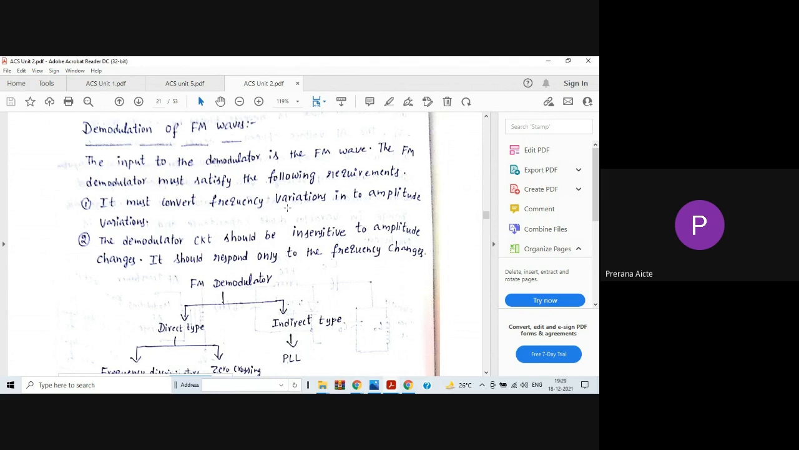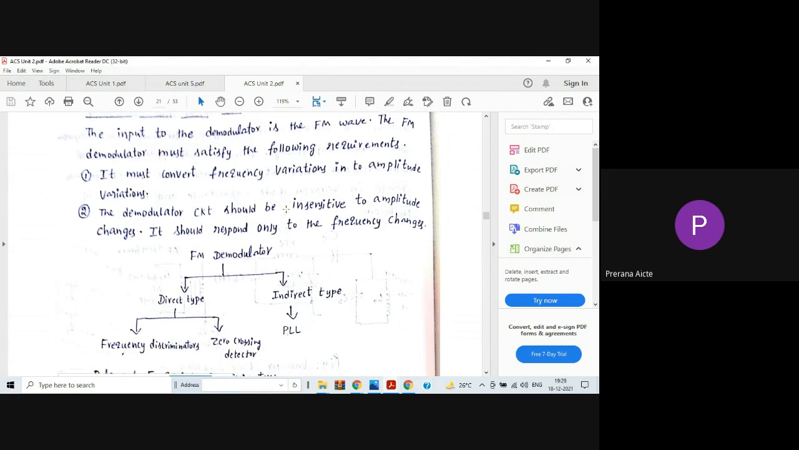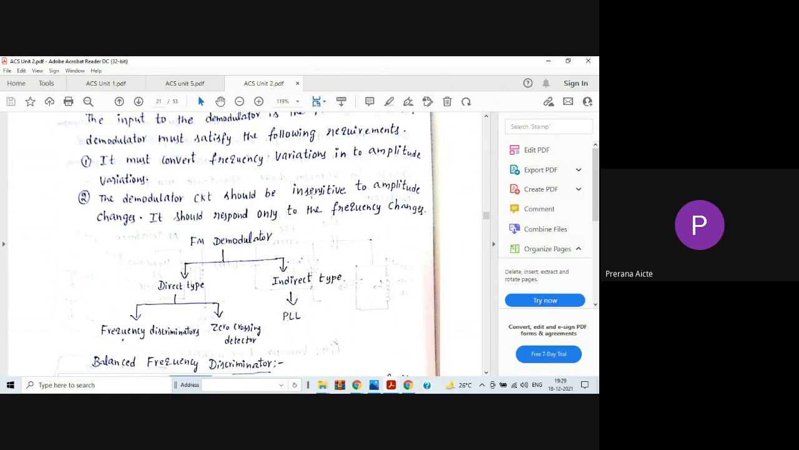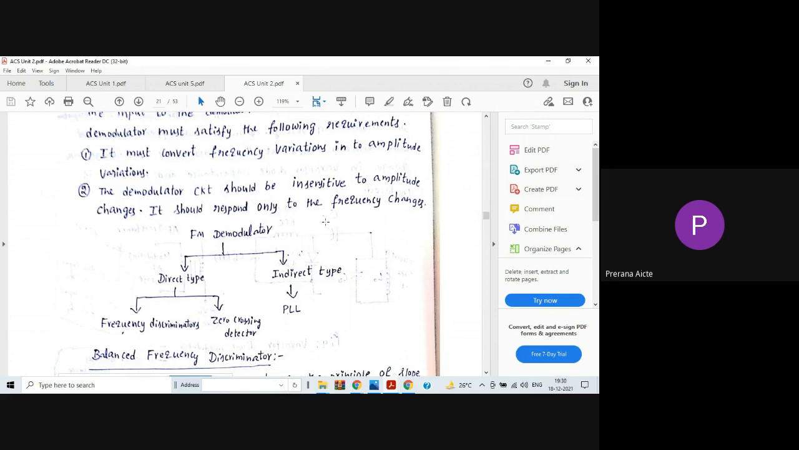Okay, first because we are taking the frequency modulated wave, it has both high frequencies followed by low frequencies. That's why it should convert the frequency variations into amplitude variations. Okay, then the demodulator circuit should be insensitive to the amplitude changes. It responds only to the frequency changes.